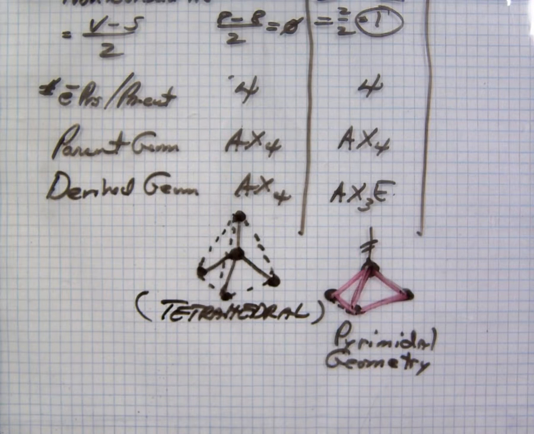Now the water will do the same thing. Its parent structure will be a tetrahedron, but we'll have 2 non-bonded pairs and 2 bonded pairs, which will leave us with a bent structure.